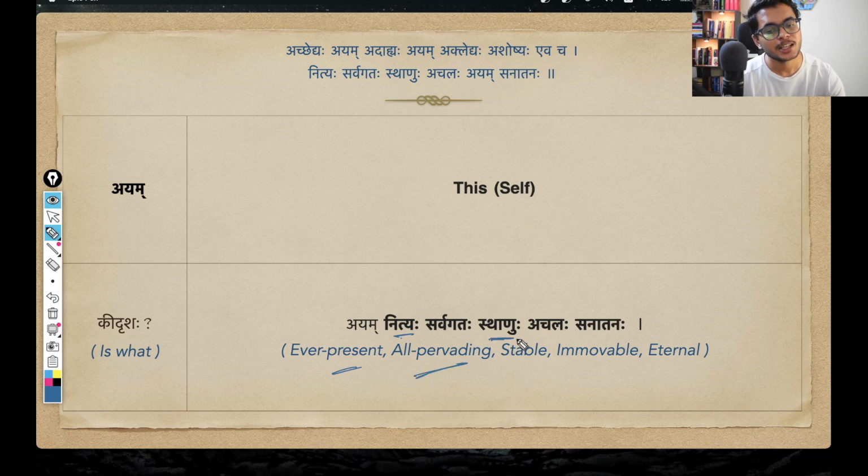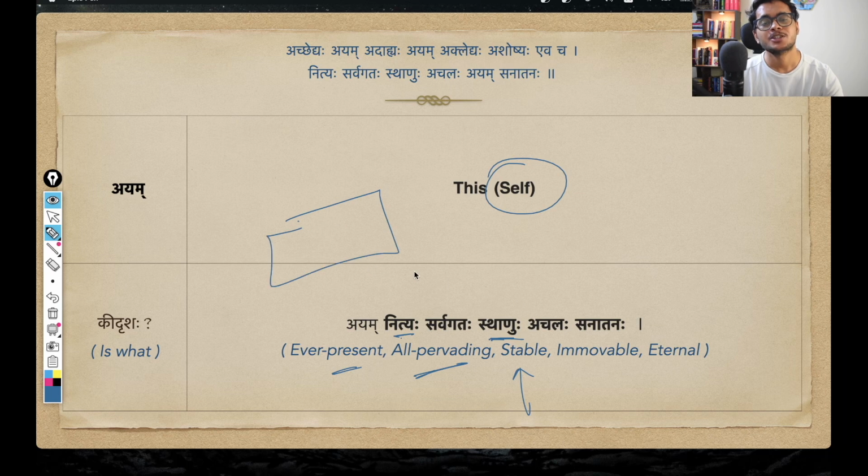Then he says the self is Sthanuhu. Sthanuhu is something that is stable, something that is firm. Because this self is the only substratum upon which the entire manifestation of change is built. The entire manifestation of time and space is formed on this very substratum. So the self is Sthanuhu. It is stable, it is firm.